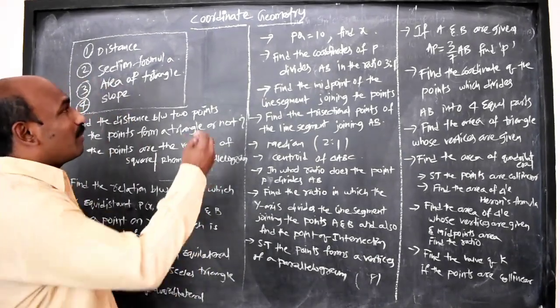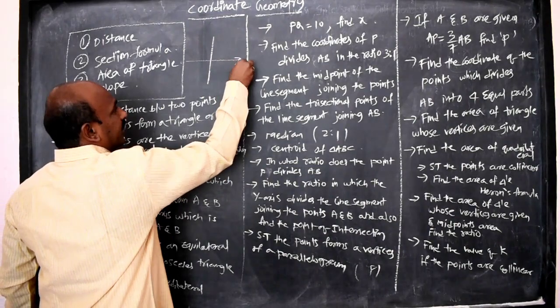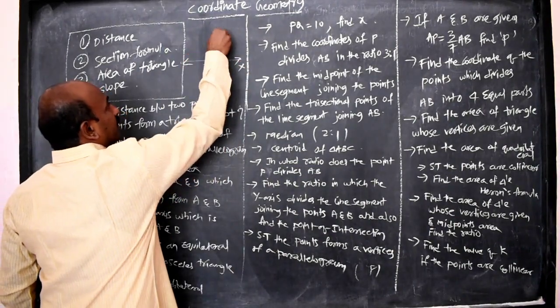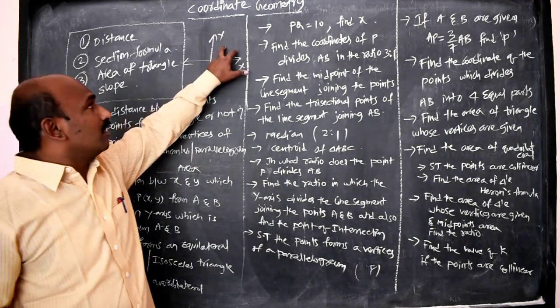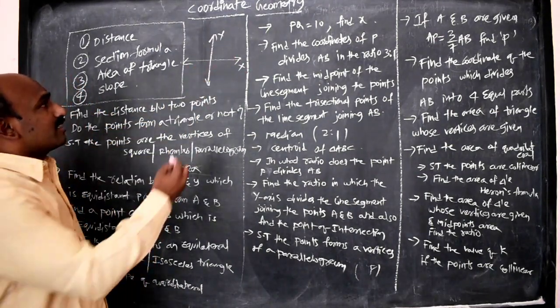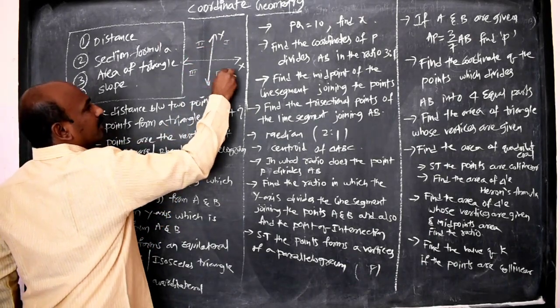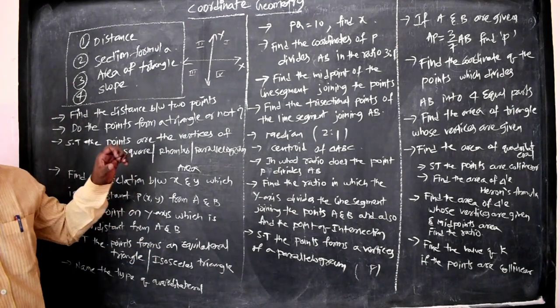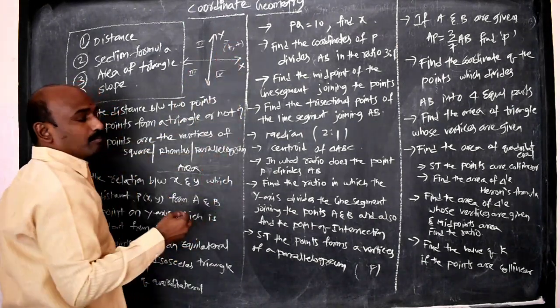If you take the xy plane, 2-dimensional, with the x and y axes, this 2-dimensional plane is divided into 4 quadrants. This is the first quadrant, second, third and fourth. In these 4 quadrants there are signs. In the first quadrant both are positive.